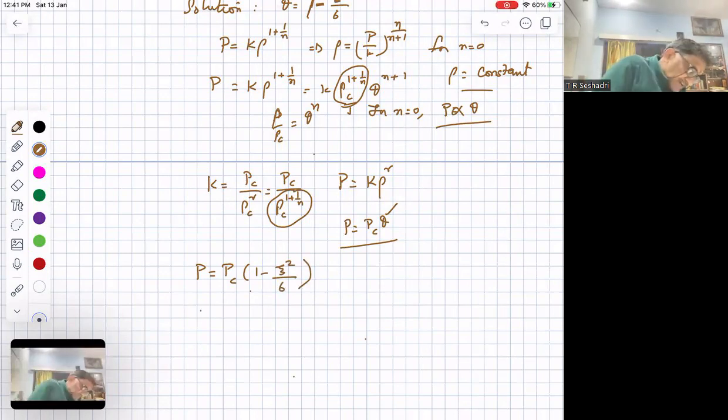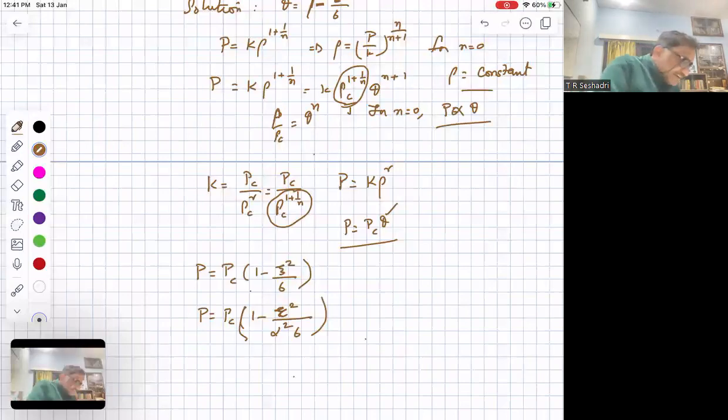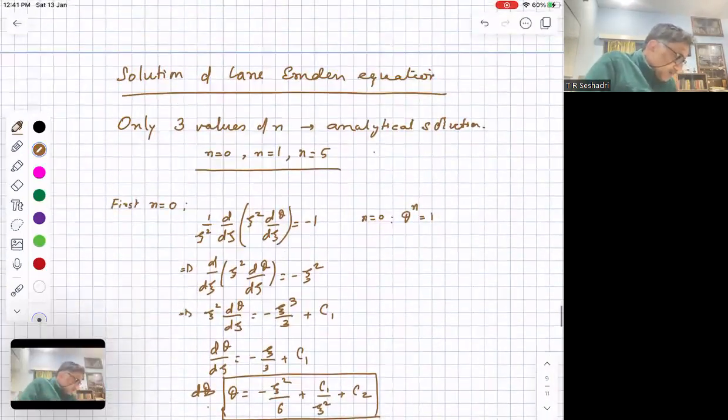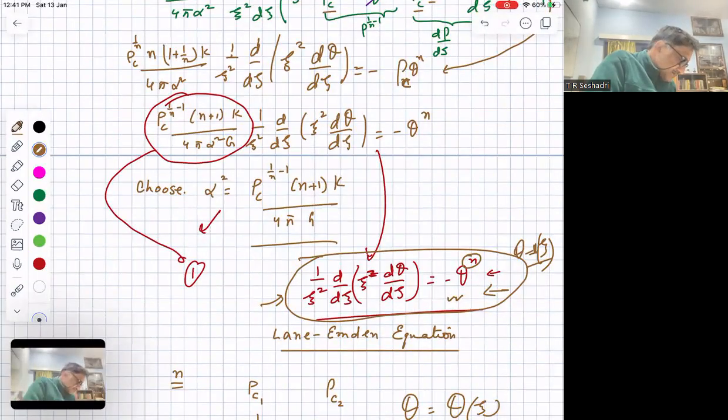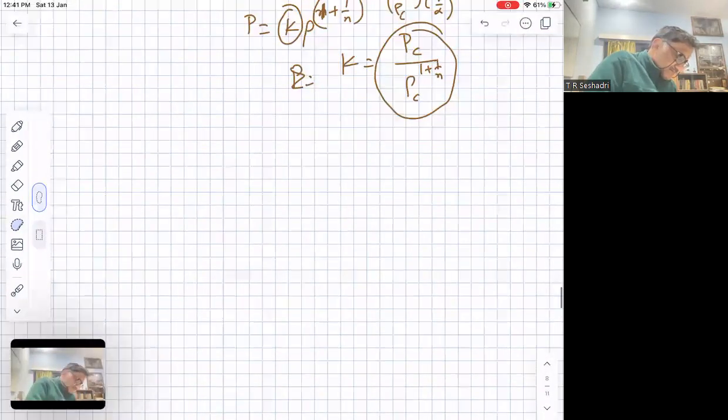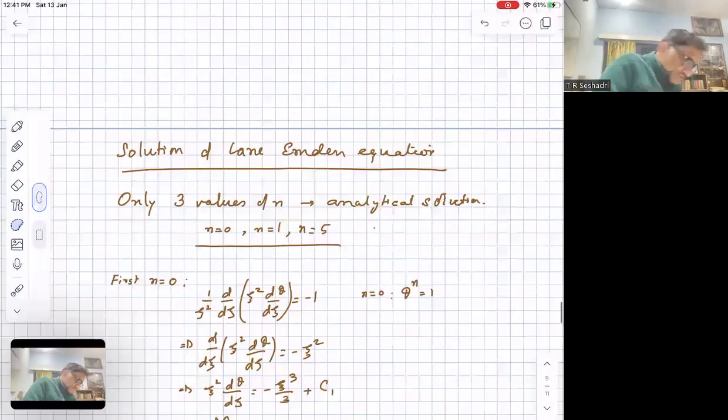And so I have P is equal to PC times 1 minus R square by alpha square 6. Now, what is alpha? Alpha, we know, we had got the alpha, right? Here. Okay, so here we have the alpha.